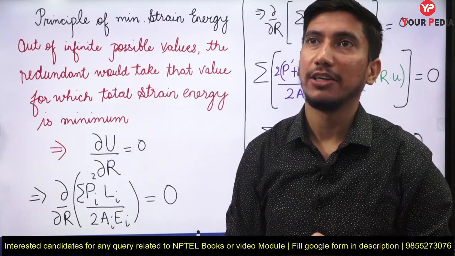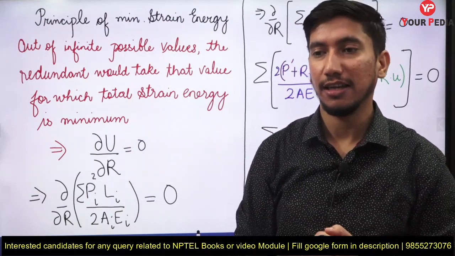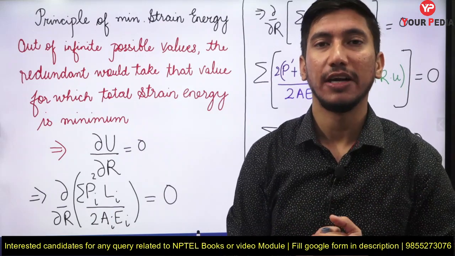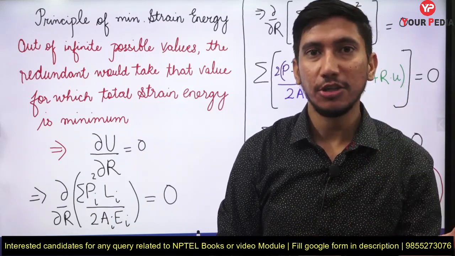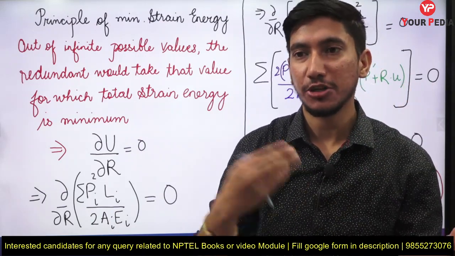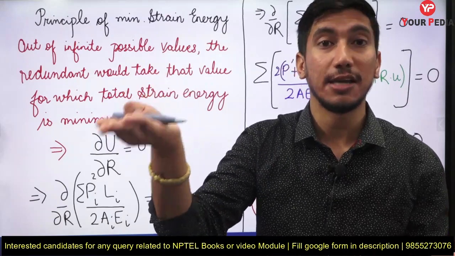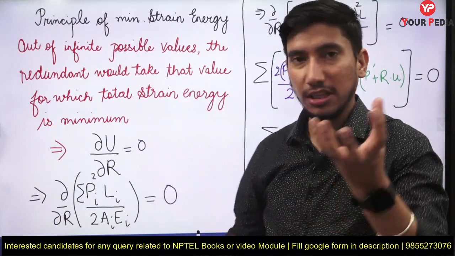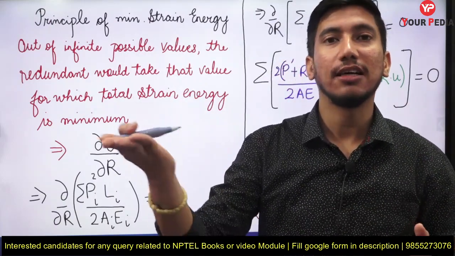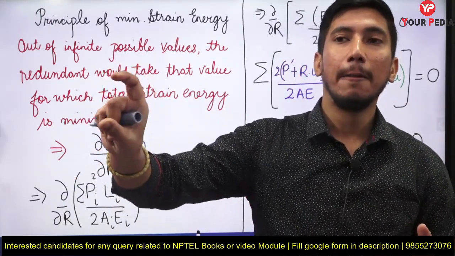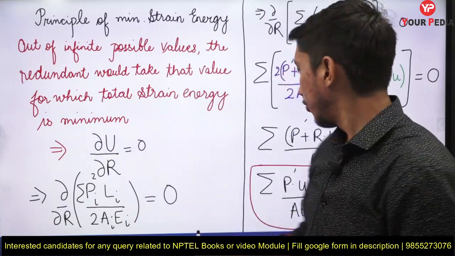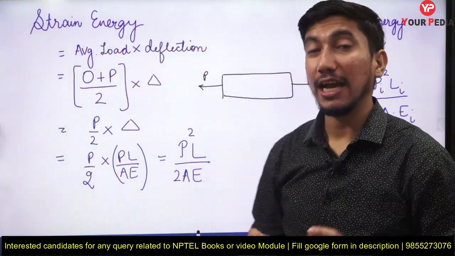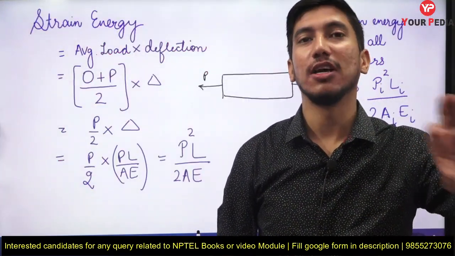This is analogous to what you may have read in your 11th or 12th class: the lower the energy of an electronic configuration, the higher is its stability. So the lower the energy, the more stable it is. This is the same: the lower the strain energy, the higher the chances that the redundant will have that value. So first we need to find how to find the strain energy of the whole structure.